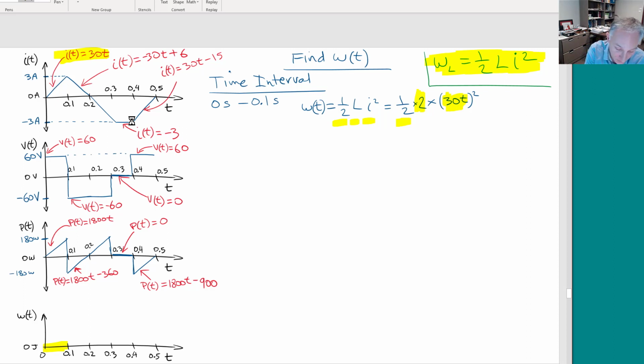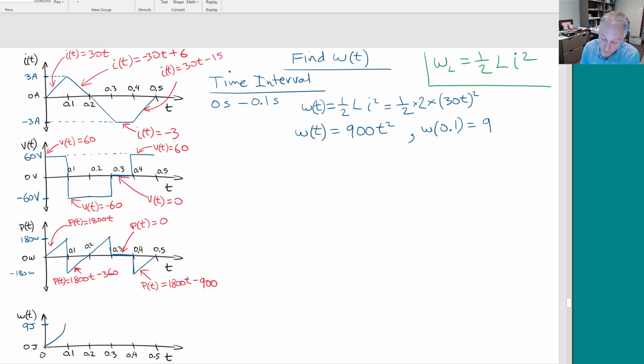So it was good that we found the functional representation for those line segments in the beginning. And now, don't forget, we've got to square this. So then, that works out to 900 t squared. And let's get a data point for the end of the interval. So at 0.1, it becomes equal to 9. And the line is drawn here. It's a quadratic, very straightforward, and it rises up to 9 joules.